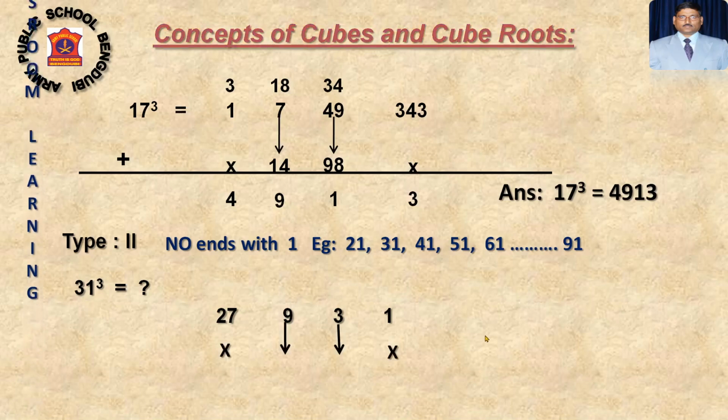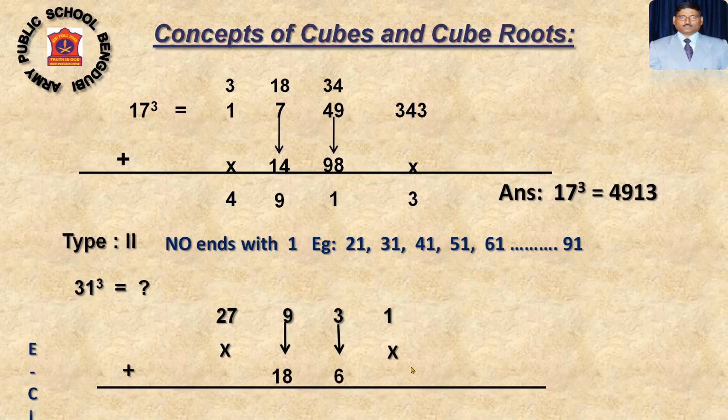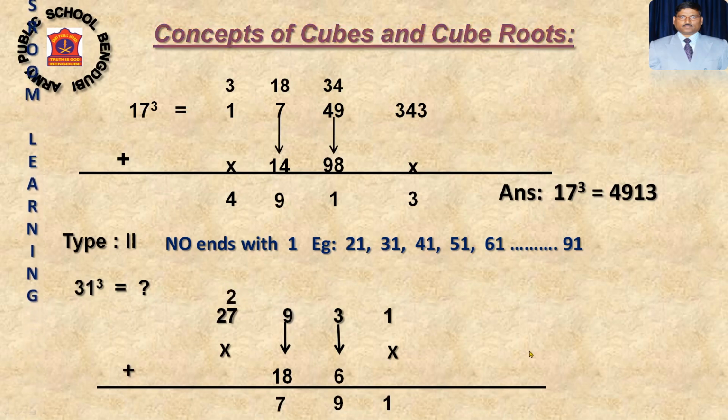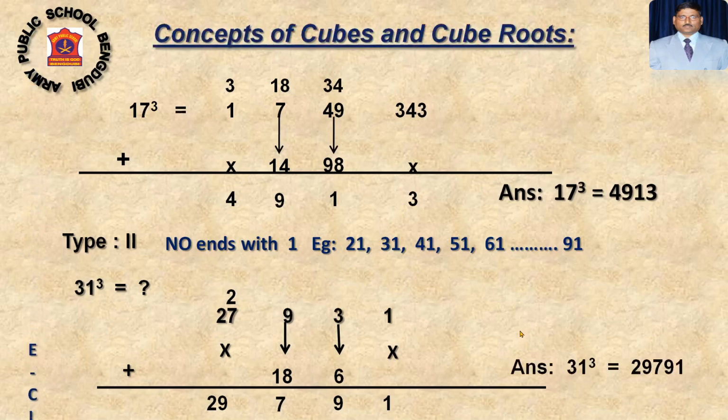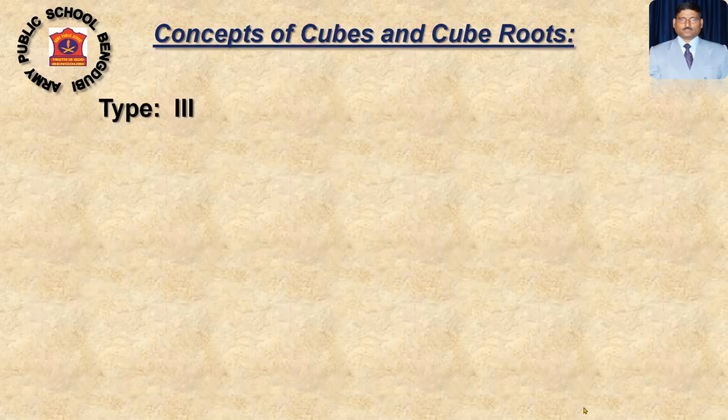Leaving these two parts, make them double: 18, and this one 6. Now you add. If we add, it will be 1, 9, and 27. 7 will be here, 2 will be carried forward, and after adding I am getting 29. Now 31 cube equals 29791.